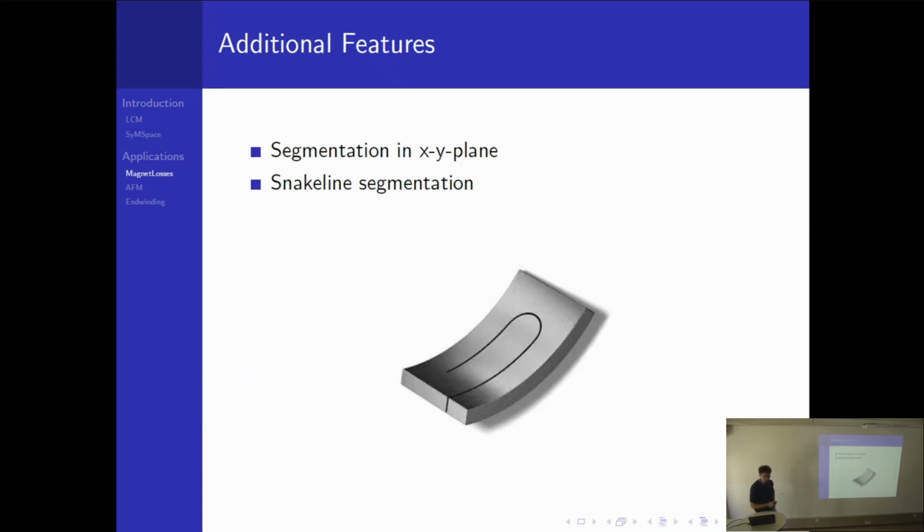Some additional features of this magnet loss simulation: you can also have a segmentation in X and Y plane, which reduces your eddy current losses. And there is also an approach, I think introduced by Bomatec, where you don't segment the magnet, but it's called a snake line. So they make a cut into the magnet, which also reduces the eddy currents in a similar way as if you would segment it, and it's easier to manufacture.